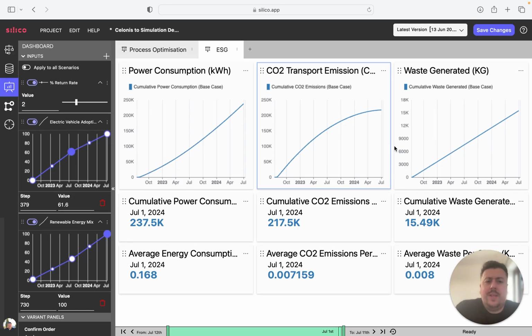So using business process simulation with Silico to run forward-looking scenarios linked directly to your processes really does provide valuable insights and understandable metrics that help drive your organisation from a sustainability idea to a sustainable action.